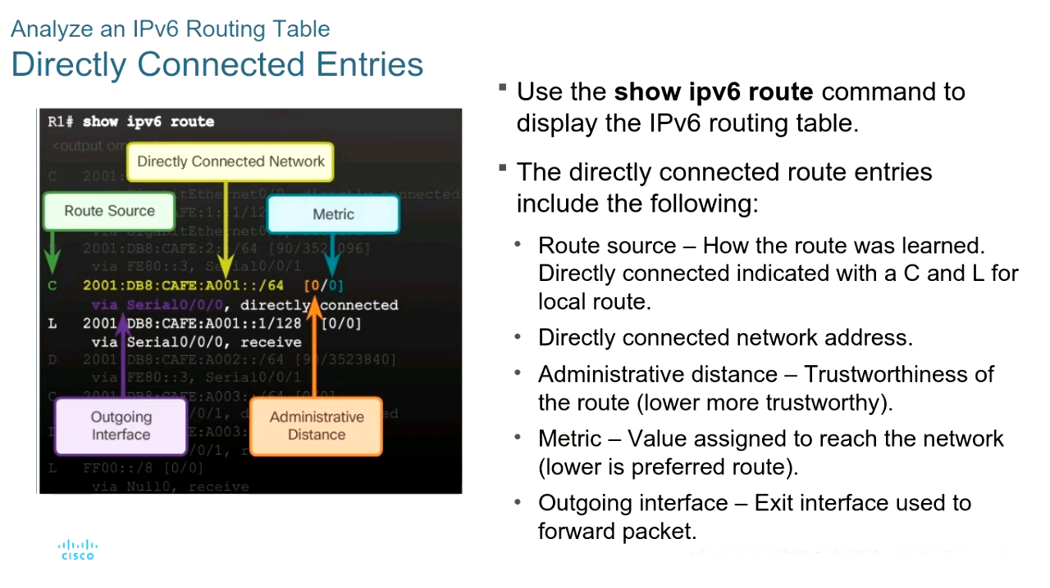The administrative distance: it's directly connected, so nothing is better than 0. That's the lowest possible value. The metric is 0 since it's directly connected to this device.